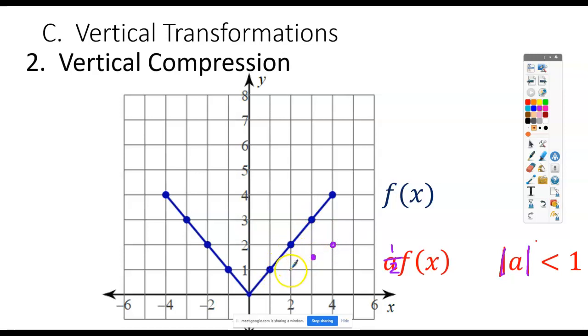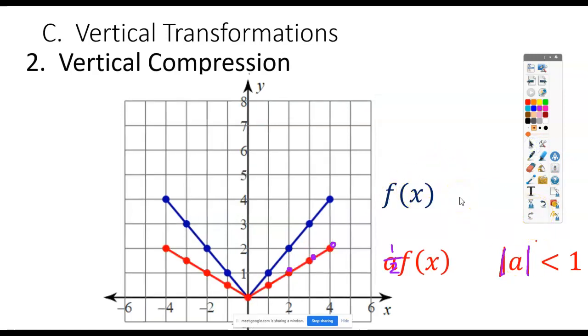This one's 2, if I cut it in half, it's going to be 1. So on and so forth. So the result will be a vertical compression. And once again, I want to point out to you guys that the width of the graph does not change.